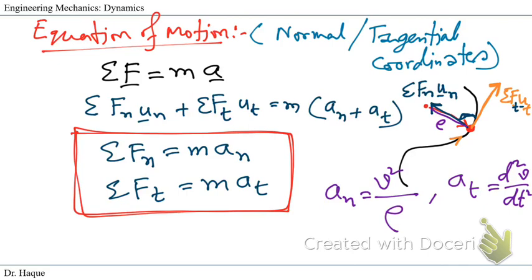So that's about it for normal and tangential components. We're going to mostly use these two equations and this concept to solve problems of Newton's second law of motion using the tangential and normal coordinate system. Next, we're going to study the cylindrical coordinate system.